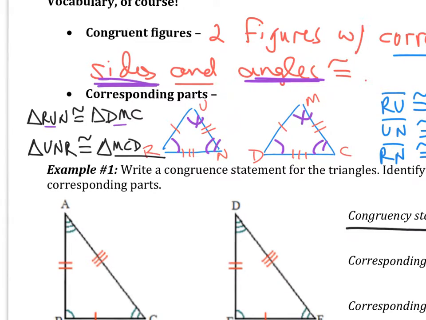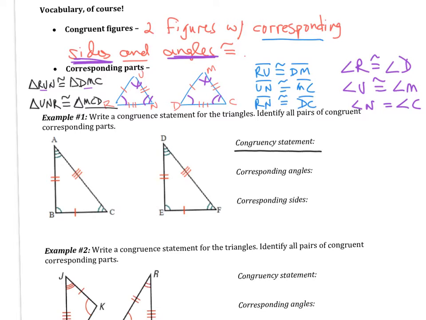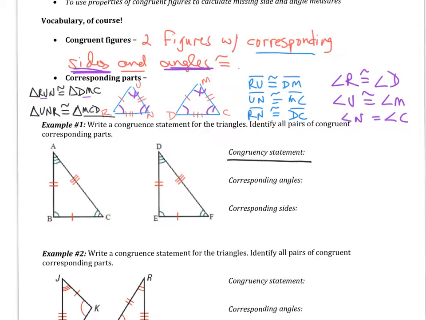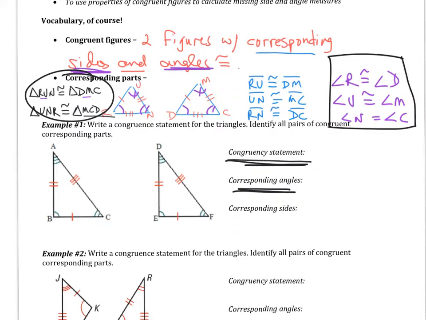So you're going to do what we just did with example number 1. The first thing you're going to do is write the congruency statement. The congruency statement is triangle blank, blank, blank, congruent to triangle blank, blank, blank. Then you're going to match up all the corresponding angles. So you're going to do what we did over here in purple. Then you're going to match up all the corresponding sides. That means you're going to do everything that we did in blue. So do those 3 things on example number 1.